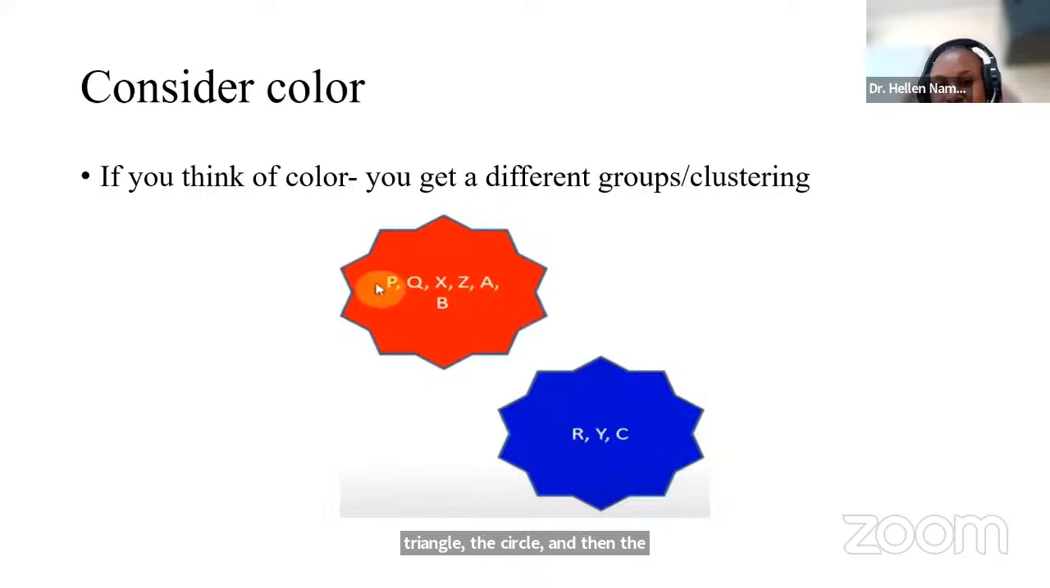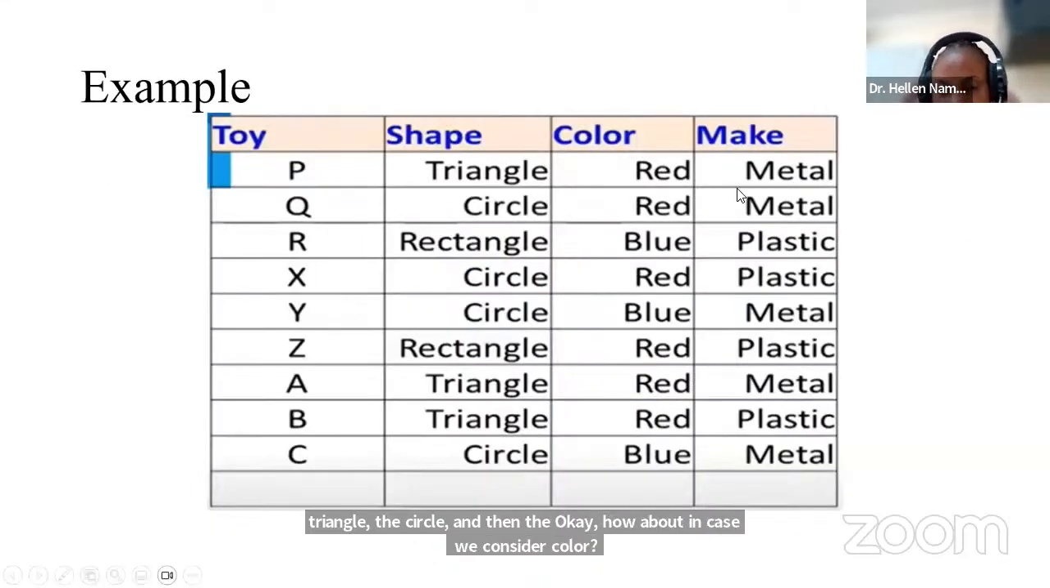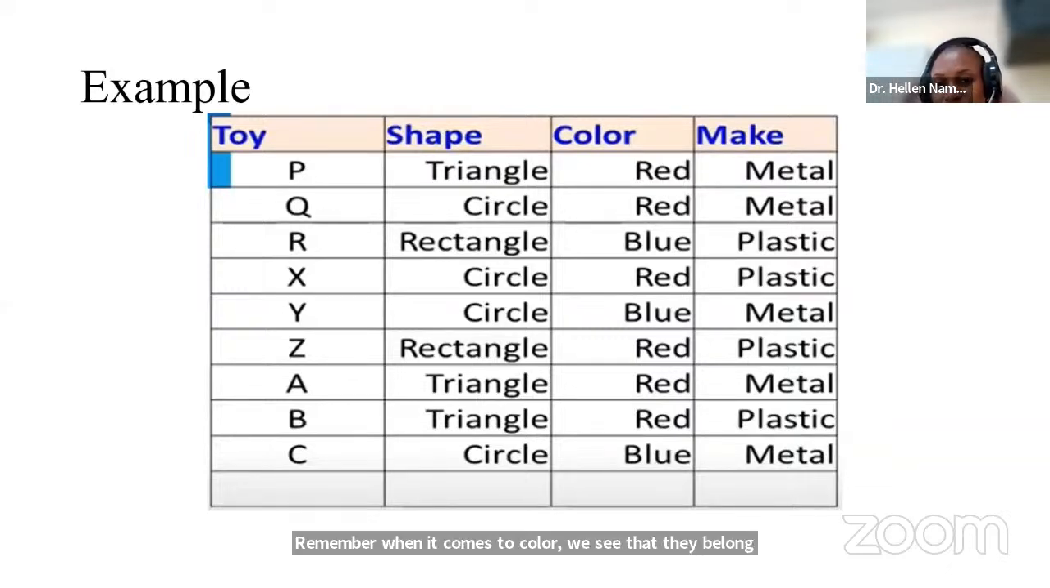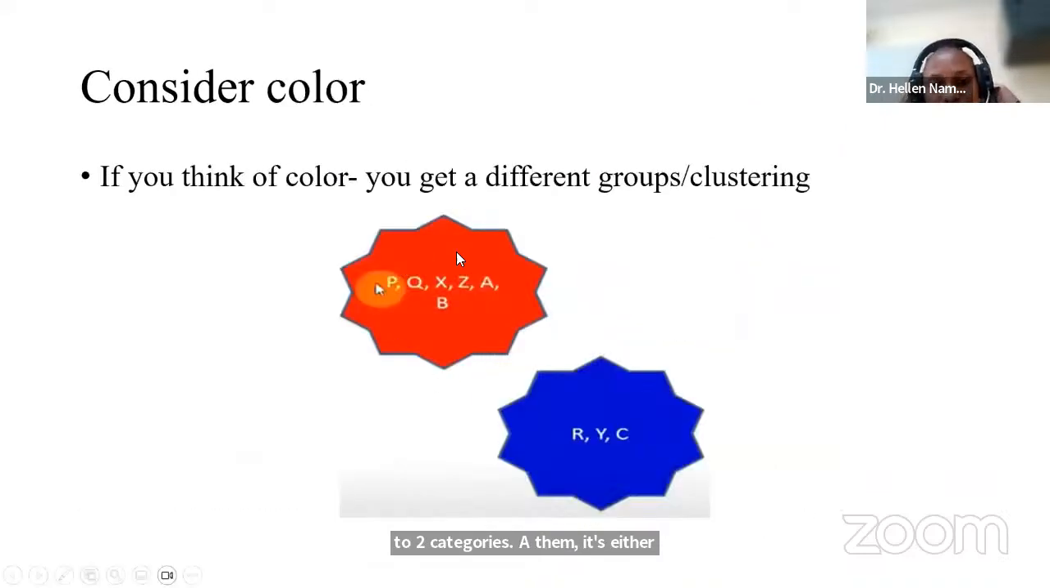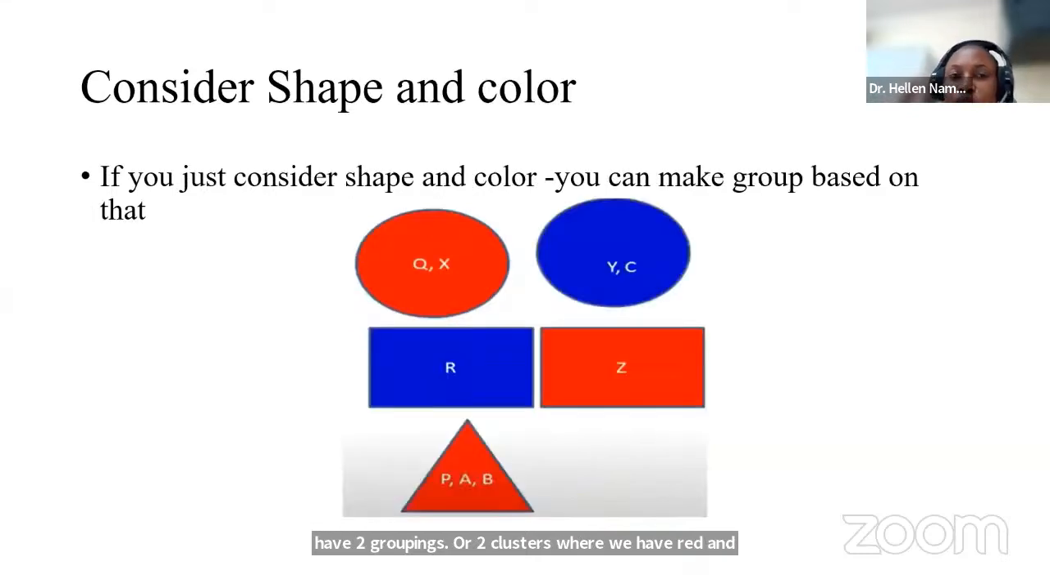Okay, how about in case we consider color? Remember, when it comes to color, we say that they belong to 2 categories. Either a toy is red or it is blue. So when we come here, we find that we're going to only have 2 groupings or 2 clusters, where we have red and where we have blue. Okay, what about in case we consider both?